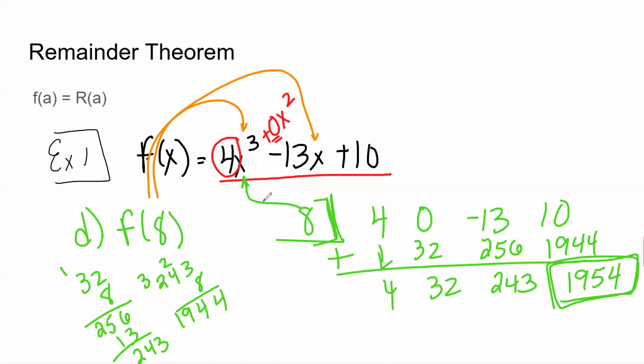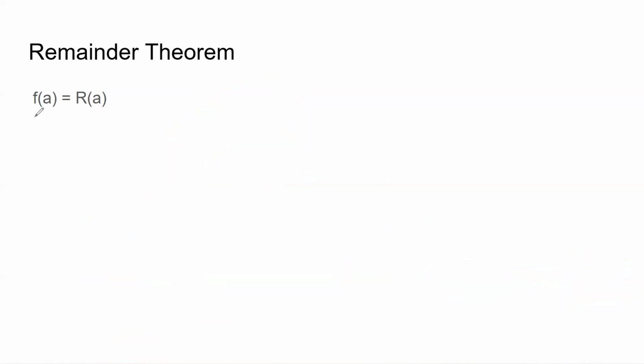So this isn't perfect. It still can definitely be annoying, but I think it was a little bit easier than just straight up direct substituting 8 into the function. So f of 8 is 1954. Okay, that was example 1. I'm just going to do a few more and then you probably get it by then. It's pretty straightforward here.